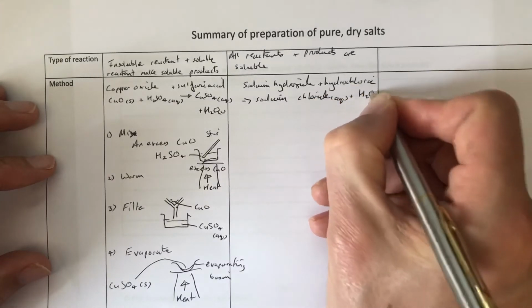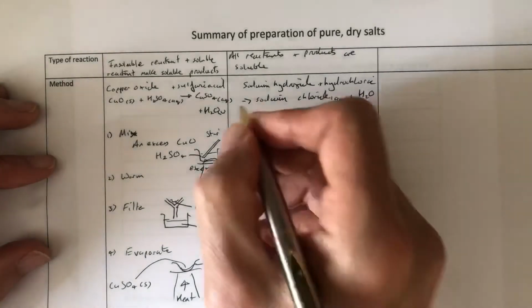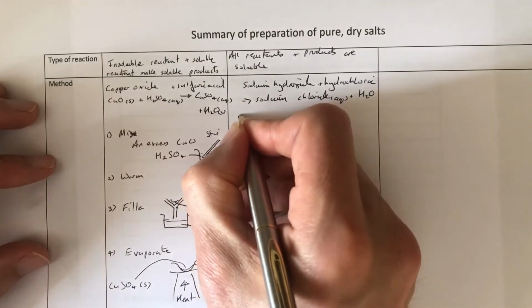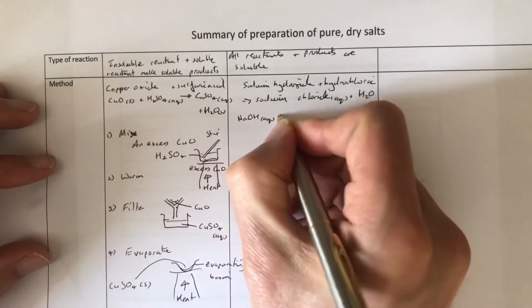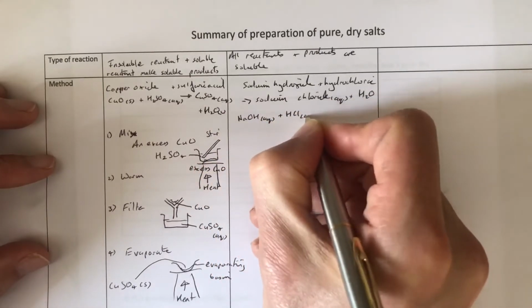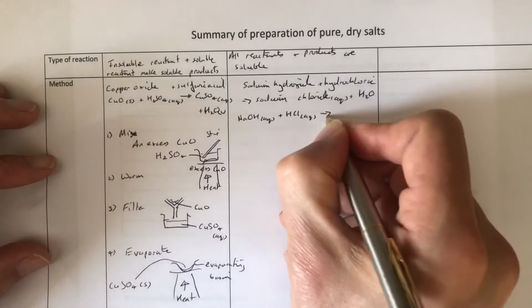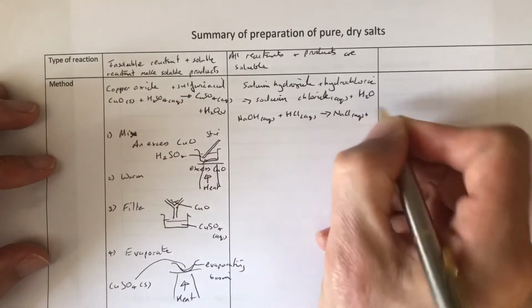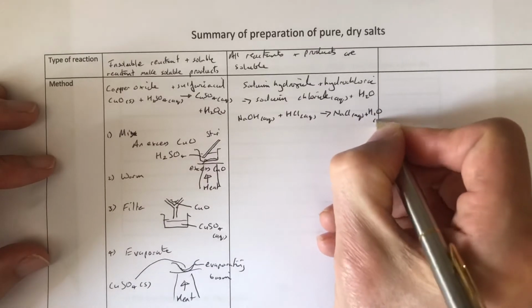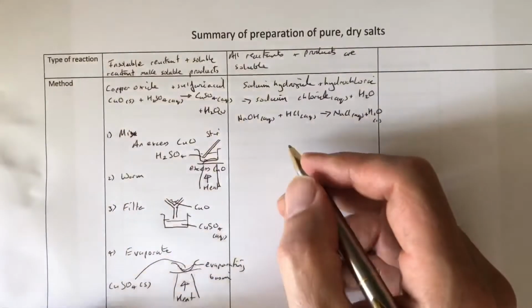I'm just going to put H2O down, and water, which is a liquid. Let's give a symbol equation for that. NaOH, aqueous, plus HCl, aqueous, makes sodium chloride, NaCl, aqueous, and water, H2O, liquid. Okay, much more difficult.